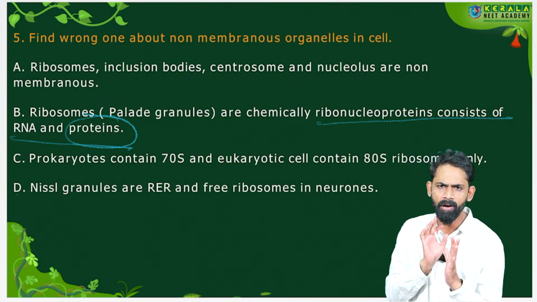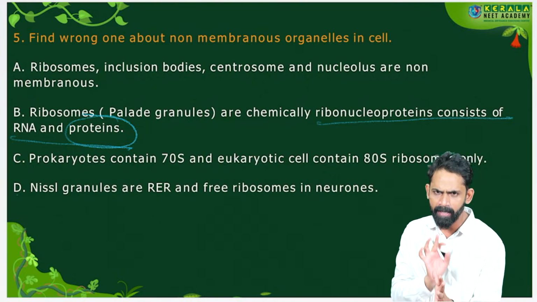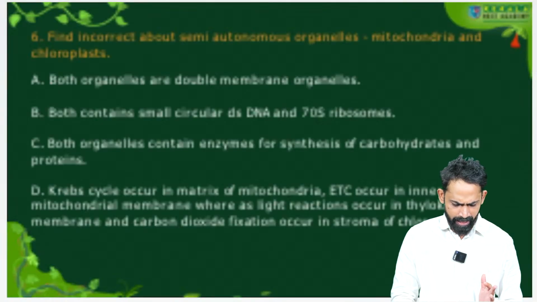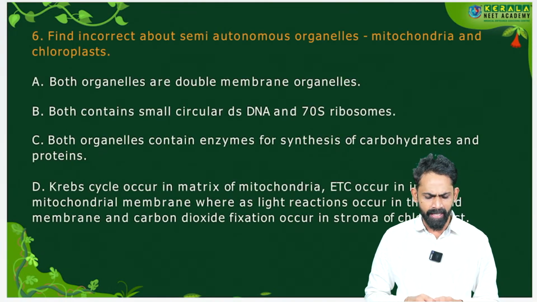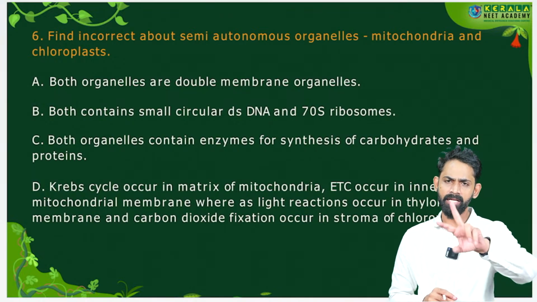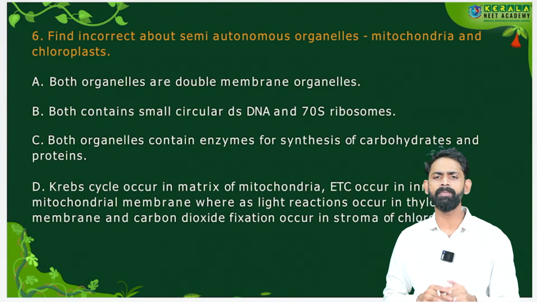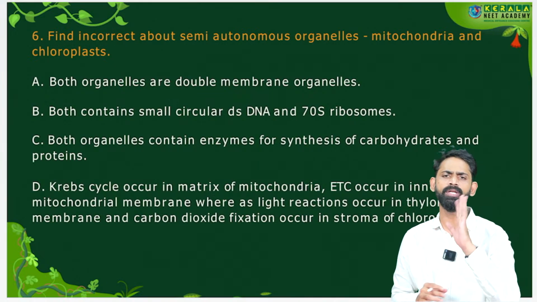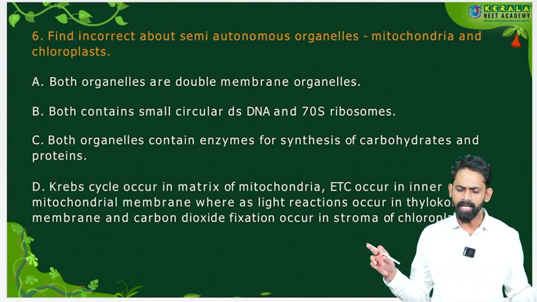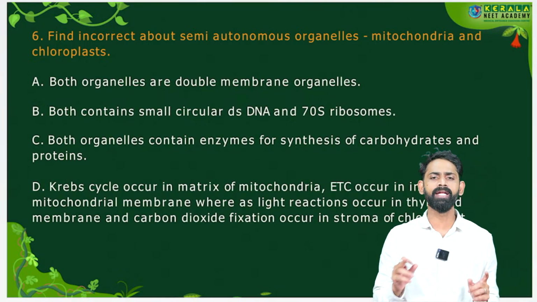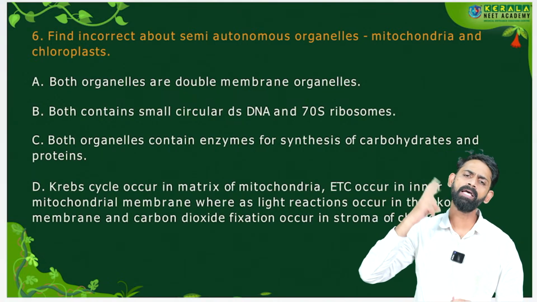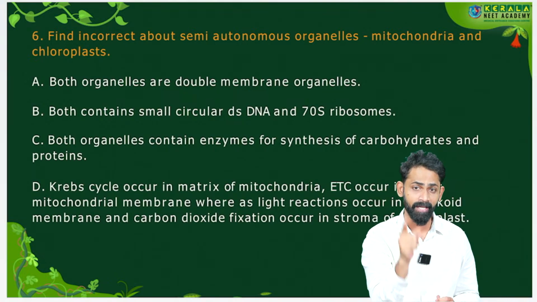While you are reading the options, read properly in the final exam. Going forward, the next one is to find the incorrect statement about the semi-autonomous organelles. There are 2 semi-autonomous organelles present, mitochondria and chloroplast. We need to find the incorrect one. First look at the option: both organelles are double membrane organelles. Yes, mitochondria consist of 2 membranes, chloroplast also, but there is a difference.